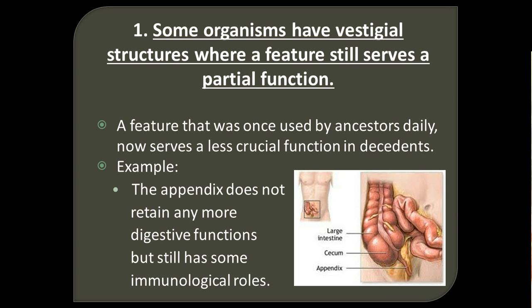1. Some organisms have vestigial structures where a feature still serves a partial function. This would mean that a feature that was once used by ancestors daily now serves a less crucial function in its descendants. An example of this would be the appendix, which does not retain any more digestive functions, but still has some immunological roles.